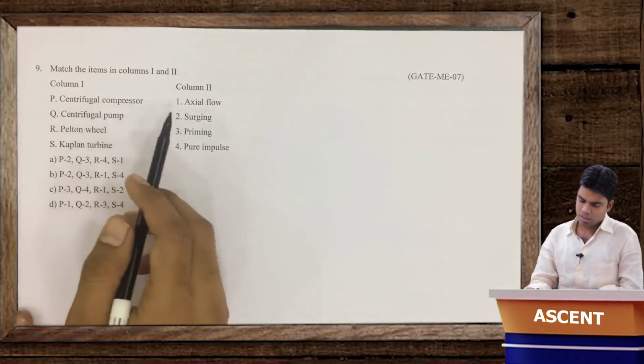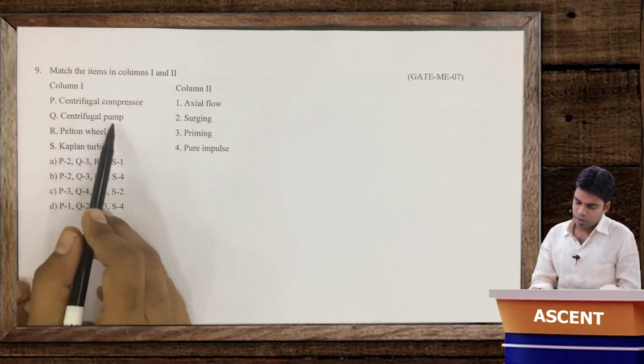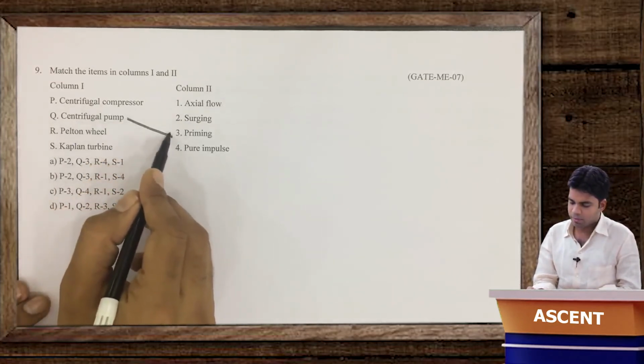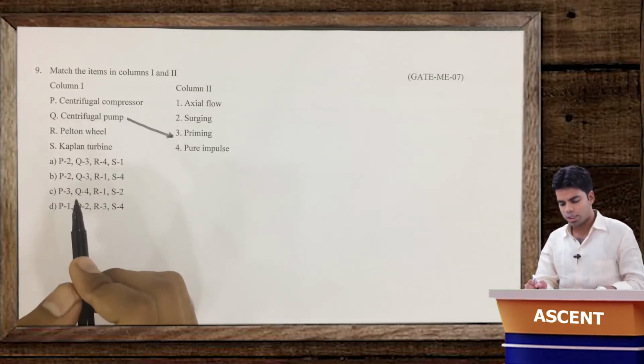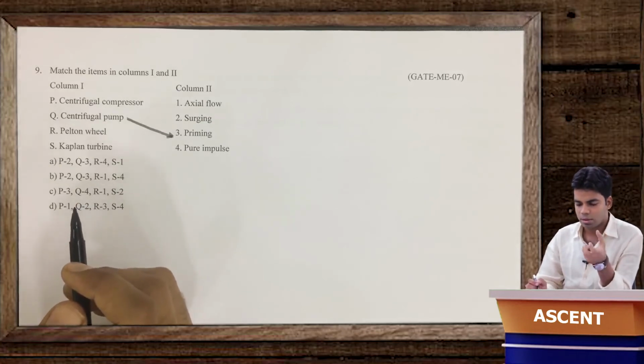Next question, the match the column. Centrifugal compressor, obviously we have not done centrifugal compressor, but still we can solve this. Next is centrifugal pump. Okay, centrifugal pump is something related to priming. What is priming? Priming is done in order to avoid cavitation, in order to avoid the formation of bubbles at the starting of the pump.